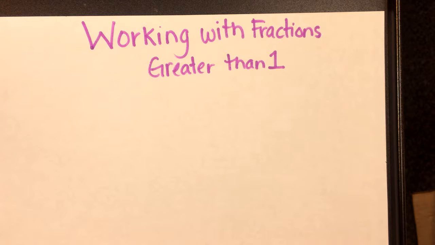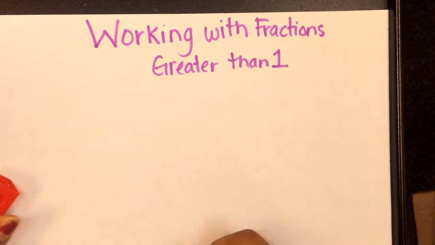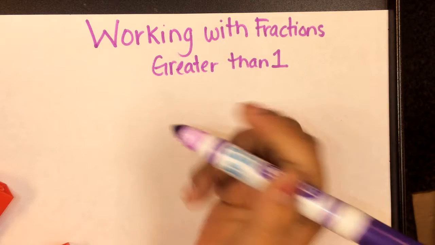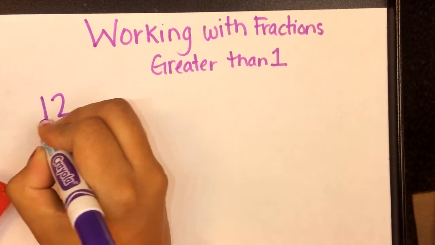Okay, right now we are going to work on fractions greater than 1, and I'm going to be going through and modeling a couple of different strategies that you can do to turn these fractions greater than 1 into a mixed number. The first fraction we're going to be working with is 12/5.